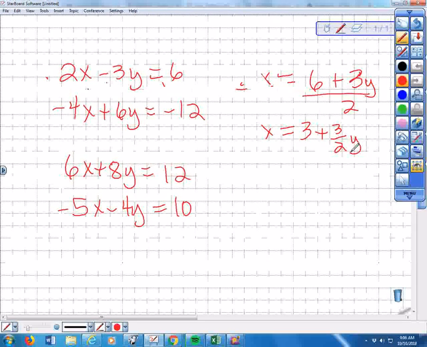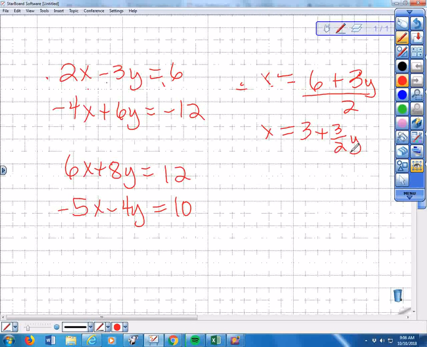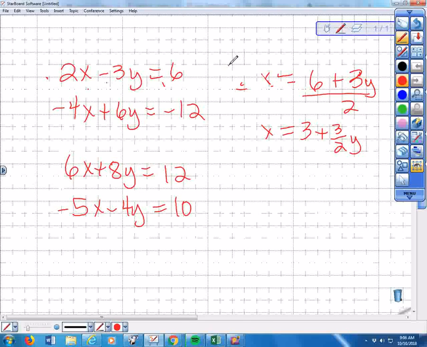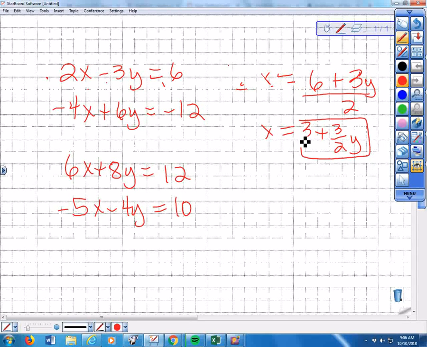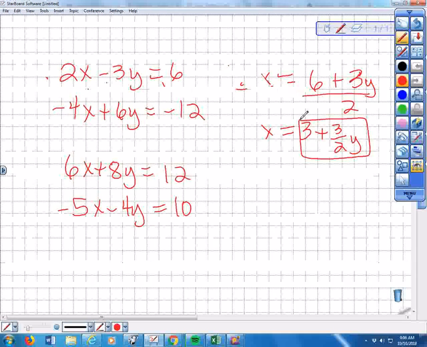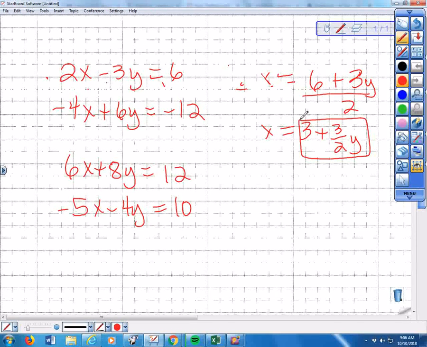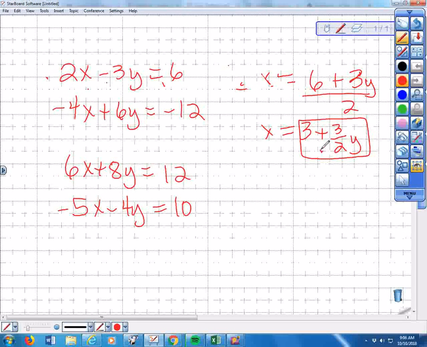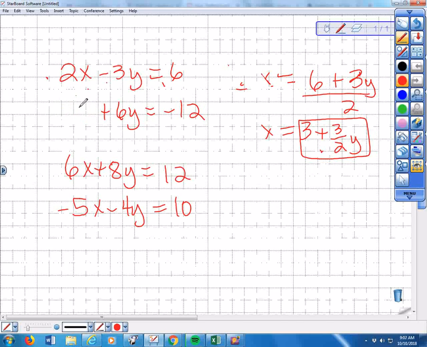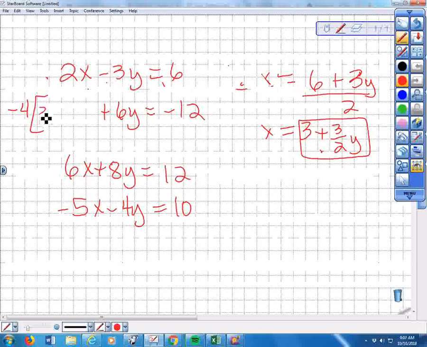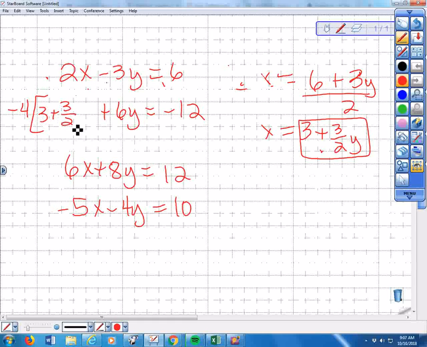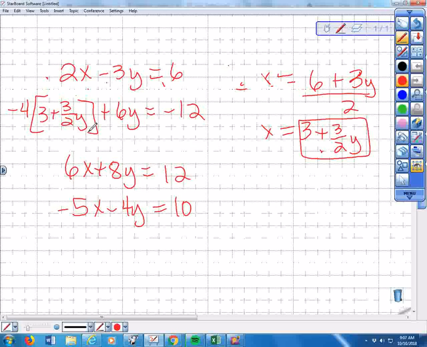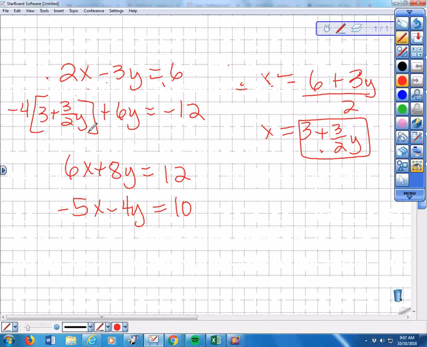Follow me so far? Okay, so now I've solved an equation for one variable. Now in the other equation, everywhere I see an x, I'm substituting, this is where the substitution method comes in, what x is equal to with something with y. So instead of negative 4x, I'm going to make this negative 4 times 3 plus 3/2 y, because that's what x is equal to. Make sense?